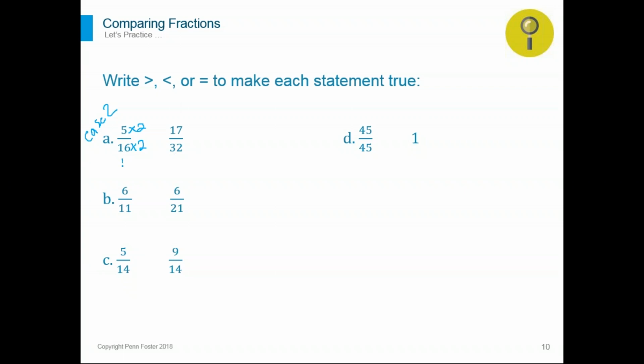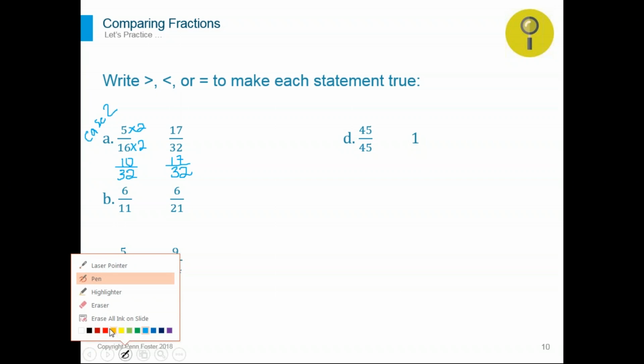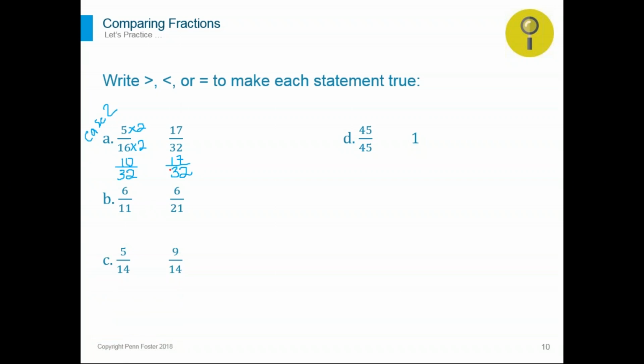So 5 times 2 is 10 over 32. I'm comparing that with the 17 over 32. Again, I did not change the second fraction because it already had the 32 in the denominator. In this case, I have two fractions. They have the same denominators. Compare the numerators. Then I'm able to write the right sign for the fractions. 10 is less than 17, then the first fraction is less than the second fraction. And I'm able then to say that 5 over 16 is less than 17 over 32.